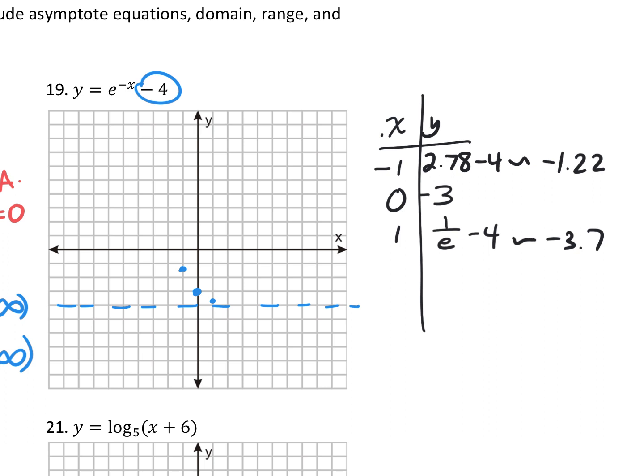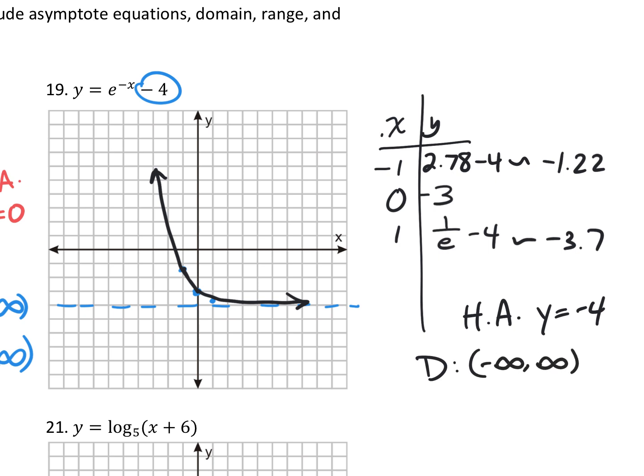Then I'm just going to connect my points shaped to the asymptote, and then over to the left, it will grow in that direction. Let's finish up here. We have a horizontal asymptote at y equals -4. Our domain is -infinity to infinity, and our range is -4 to infinity.